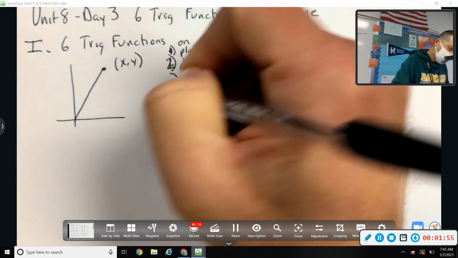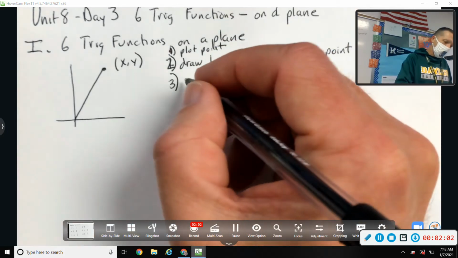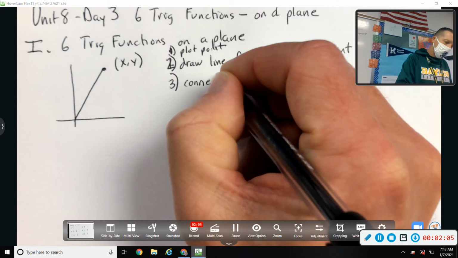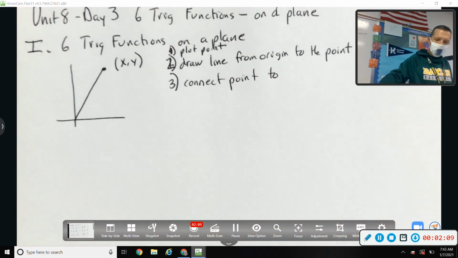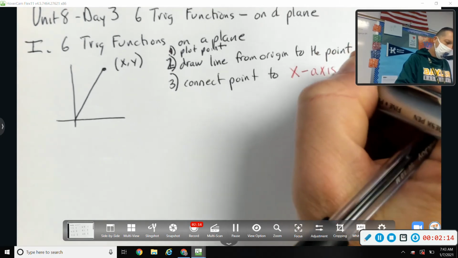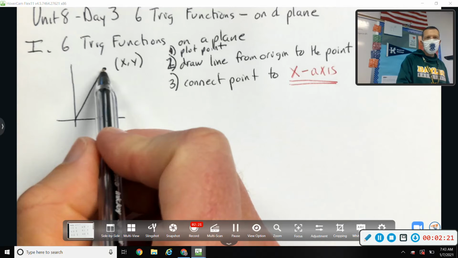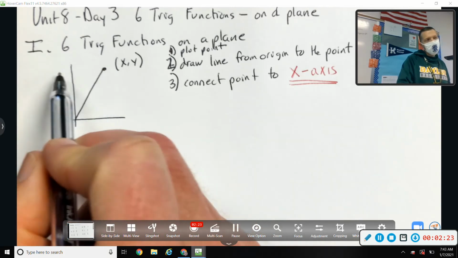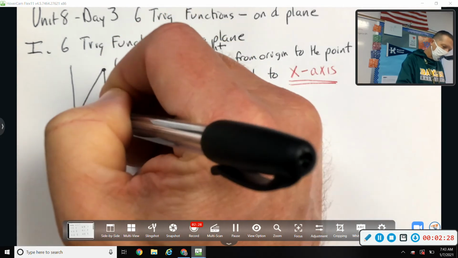All right, I mean that makes sense. Like nobody misses that. Step 3 is the crucial step: you always connect the point to the x-axis. Sometimes it's tempting, and I intentionally drew mine this way. It would be closer to go to the y-axis, but you don't ever go to the y-axis. You always connect the point to the x-axis.